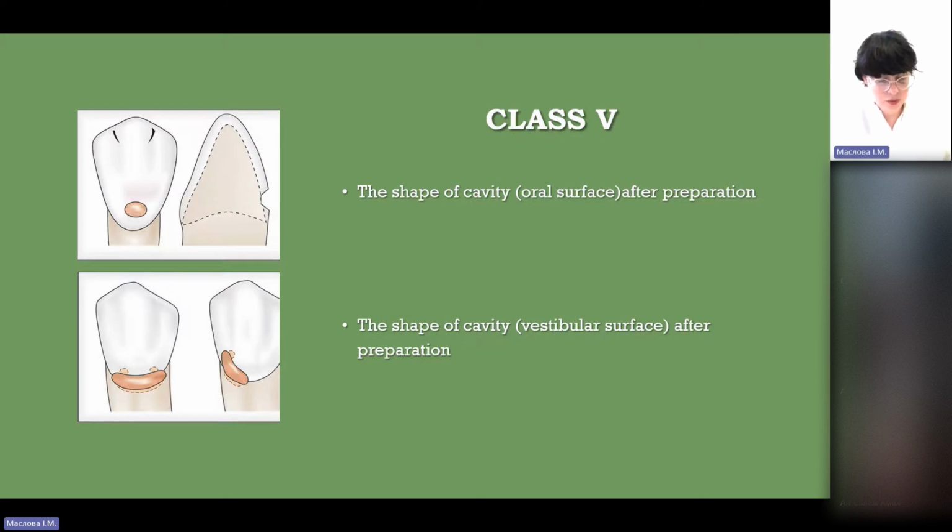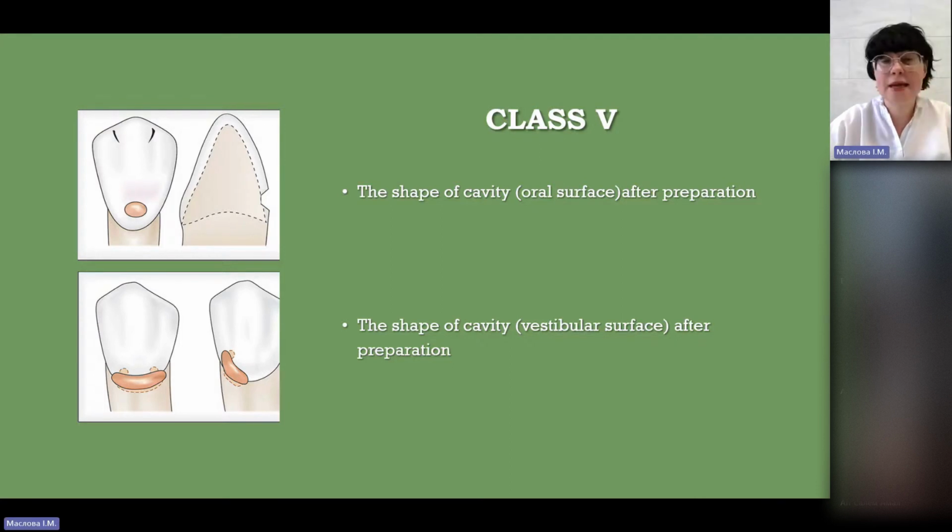Class 5 preparation. It's a cervical caries or a cervical caries lesion. All teeth and all surfaces, except the occlusal surface and incisal margin or incisal surface, can be involved by dental caries class 5.